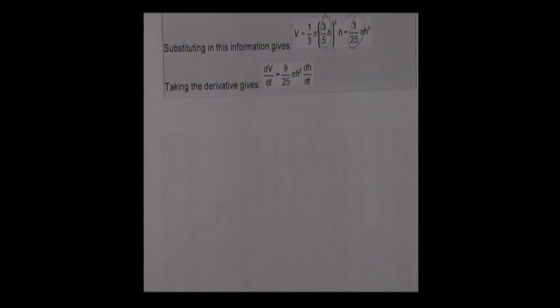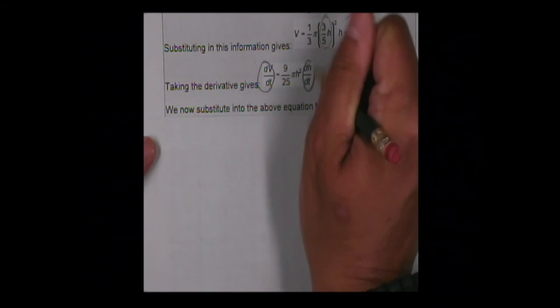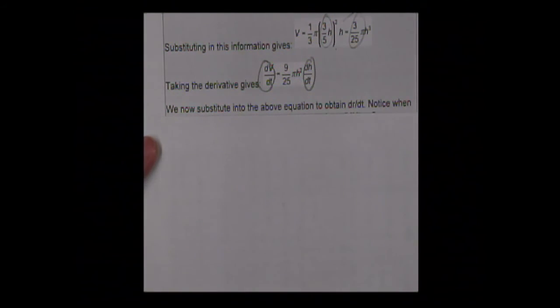Take the derivative, dV/dt is 9/25 pi h squared dh/dt. And then we're going to substitute in. So they gave us dV/dt. We're looking for dh/dt, so we need to go back and get h. So I go back to the problem.